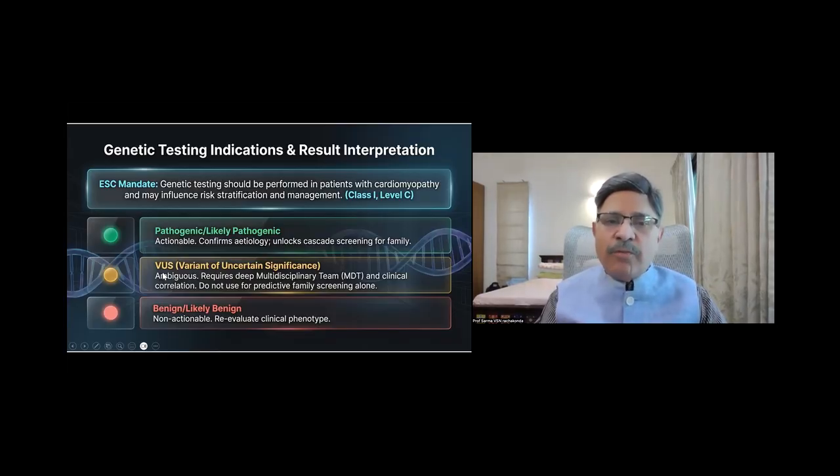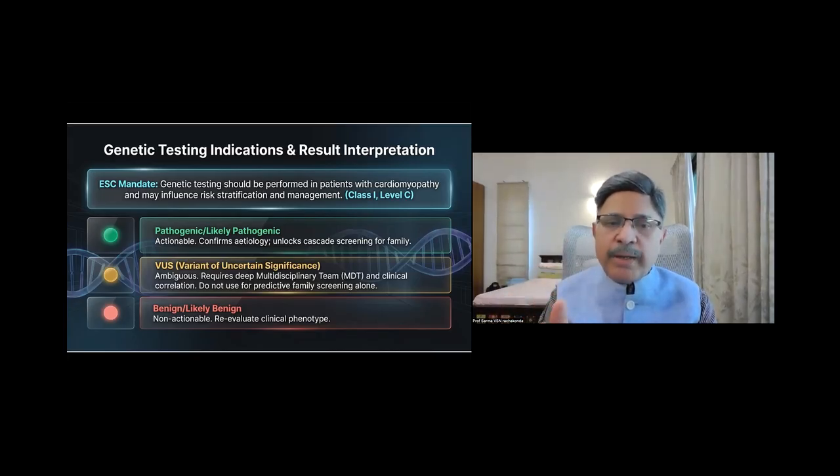The second one is VUS. What is VUS? Variant of uncertain significance. That is ambiguous. We cannot say it is genetic or we cannot say it is not genetic. It requires a deep multidisciplinary team. MDT is the watchword in the management of cardiomyopathies. Multidisciplinary team approach is the catchword and the watchword. Clinical correlation has to be done. Do not use predictive family screening alone. Here, you have to clinically correlate and also use the family screening, not family screening alone. This is for the variant of uncertain significance, VUS.